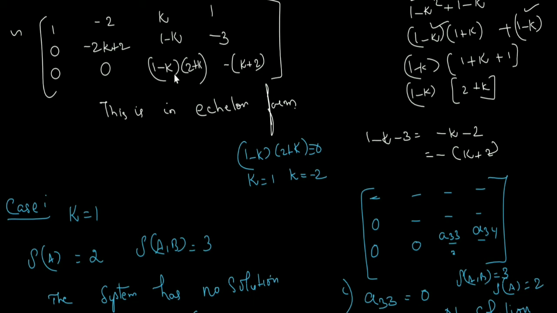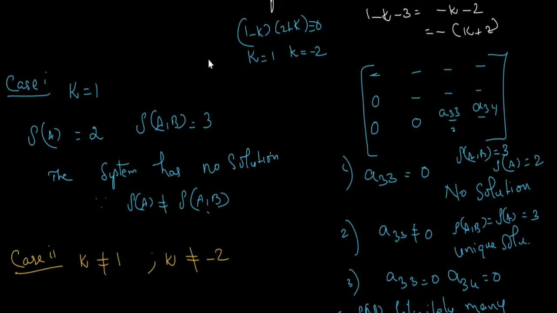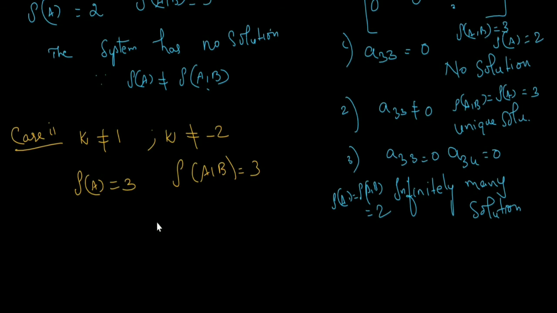If they are not 0, rank of AB is 1, this is a non-zero row. 2, this is also a non-zero row. k is not equal to 1, k is not equal to minus 2. Rank of A is equal to 3. Rank of AB is also equal to 3. So if they are equal, the system has a unique solution.